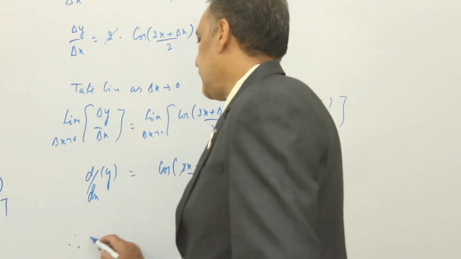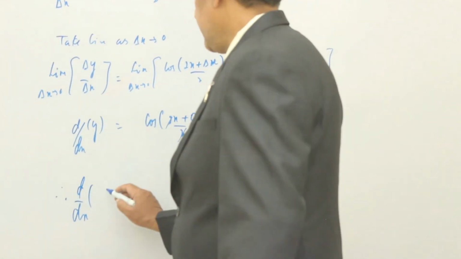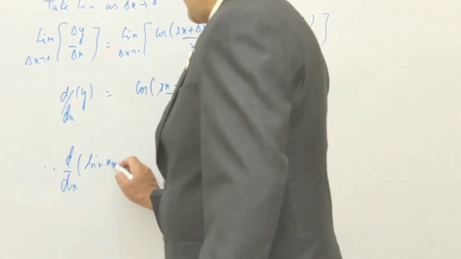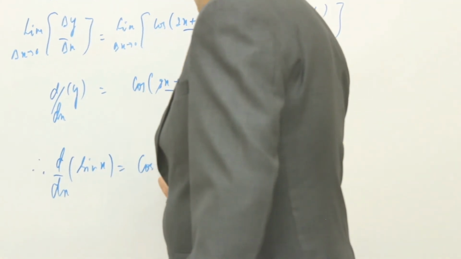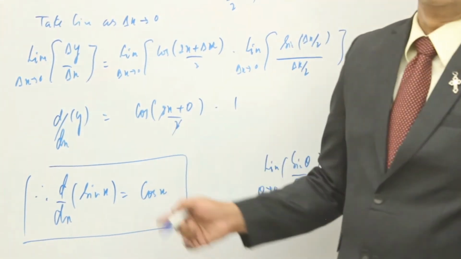So therefore finally you will be having d by dx of y, which is nothing but sine x, is equal to cos x. So differentiation of sine x is cos x.